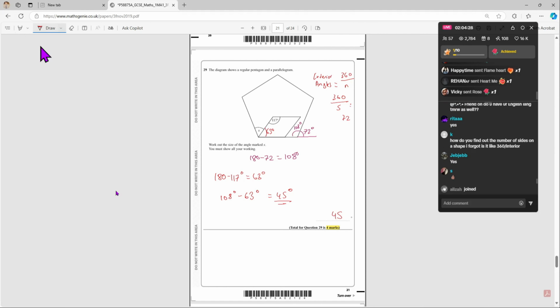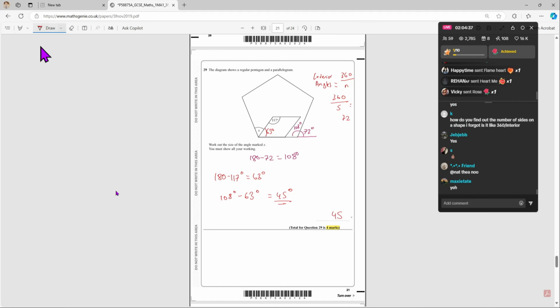How do you find the number of sides on a shape? I forgot, is it like 360 divided by? To find the number of sides, you just do 360 divided by the exterior angle. 360 divided by the exterior angle is for the number of sides.